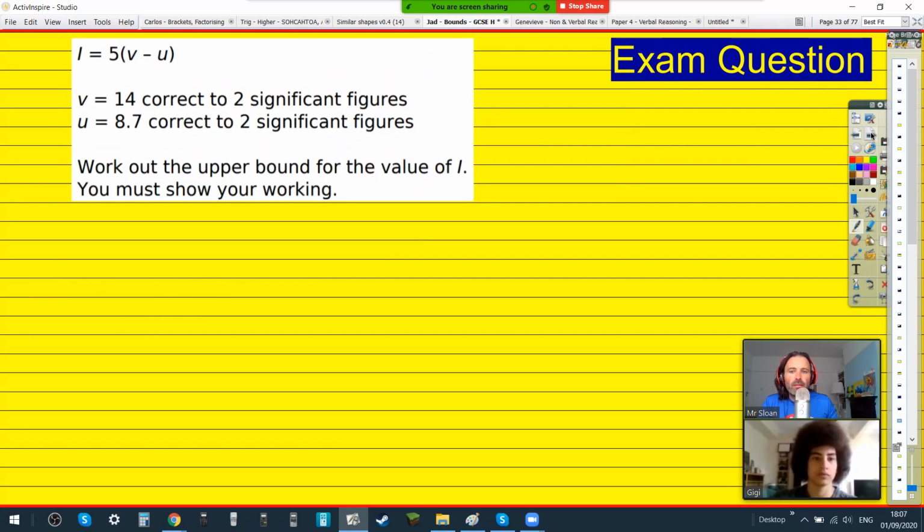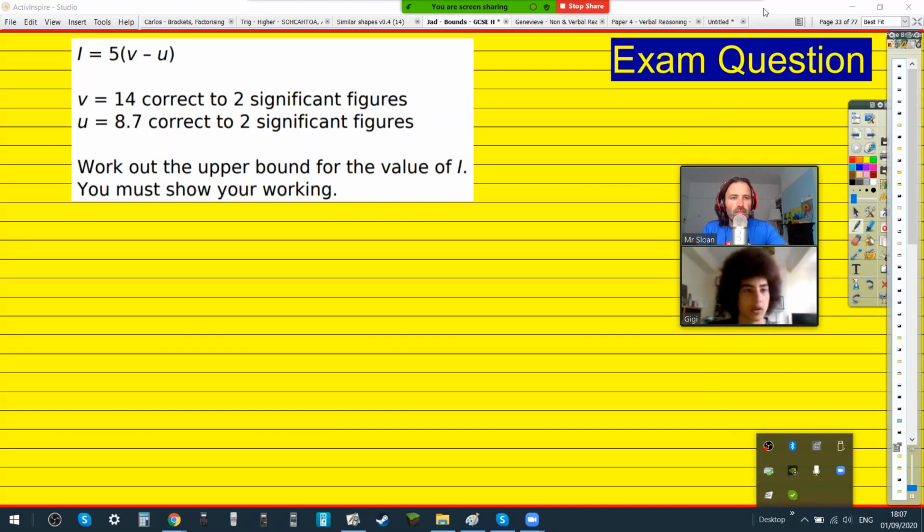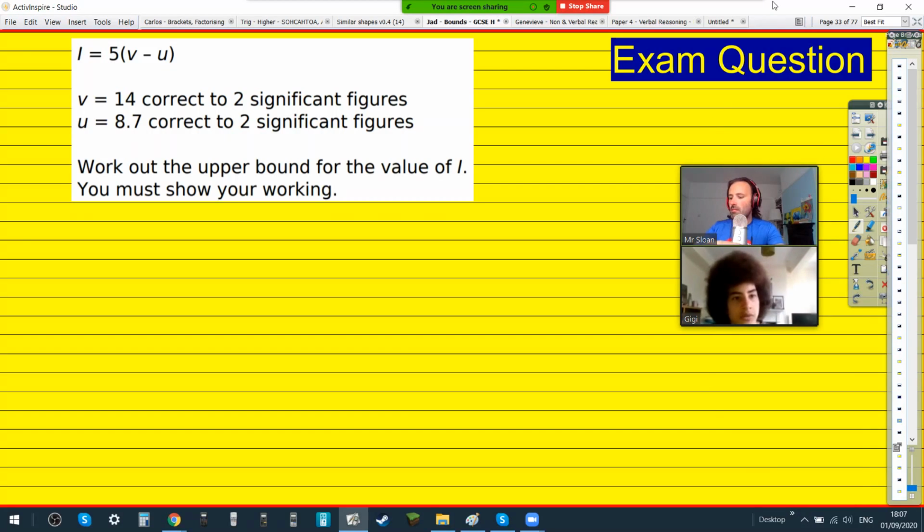That'll be alright. Exam question. I equals 5, V minus U. V is 14.7, you will show the upper bound for the value of I. So it would be 14.5 minus 8.65.